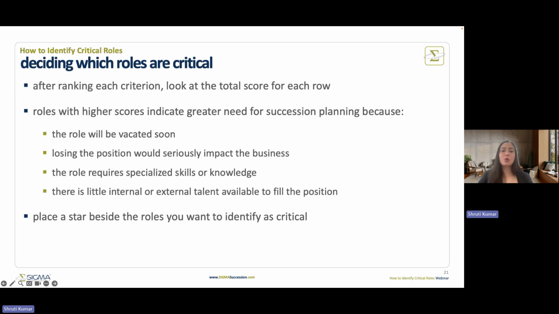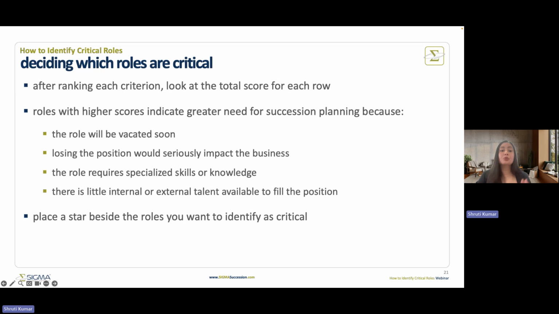All right, so once you've evaluated each of those criteria, you'll need to mark the roles that you've identified as critical. Now, the total possible score for each role on this questionnaire is 25, and so a higher score indicates a greater need for succession planning. Your organization, your succession management team, will need to decide beforehand on a minimum threshold for deciding on the roles that you're considering as critical based on the total score.